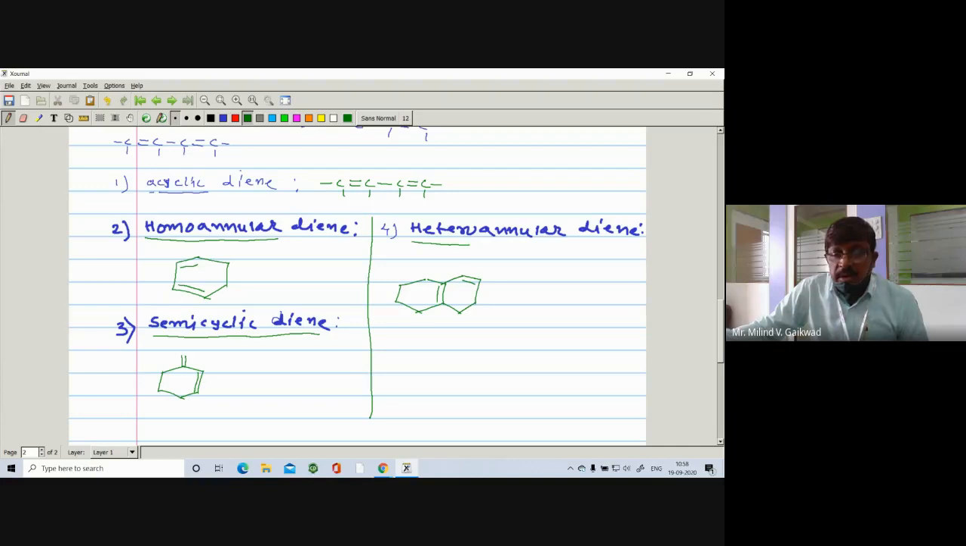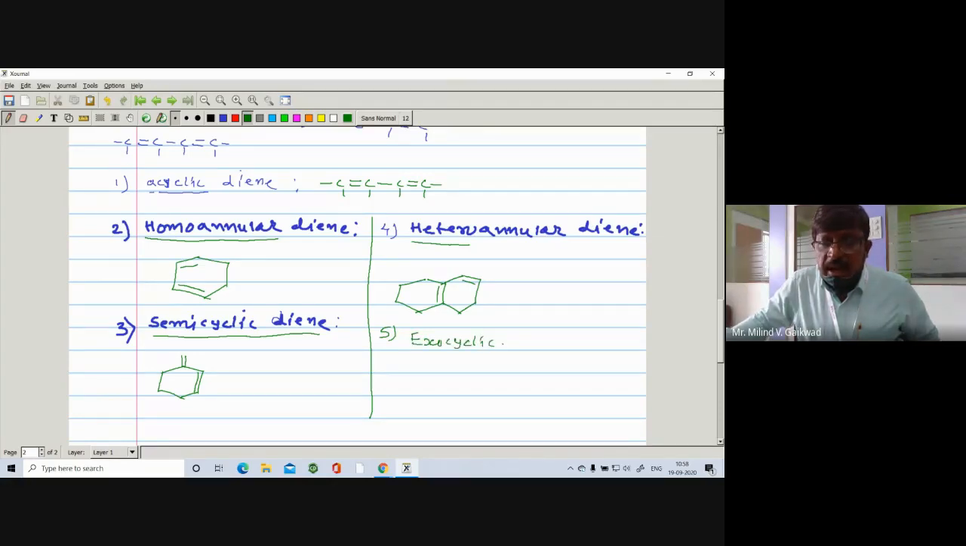They will give you an example and ask which of the following is the heteroannular diene. Heteroannular diene means the two pi bonds are present in different rings, but they must be in conjugation. Then you can say it is a heteroannular diene. So these are some points you should know. Next point, exocyclic carbon-carbon double bond.